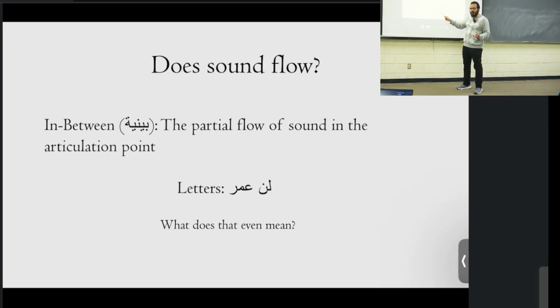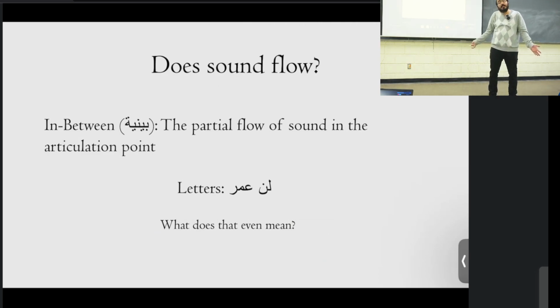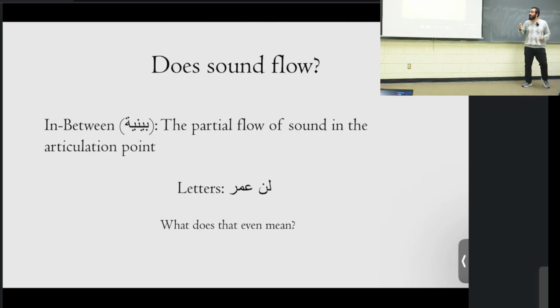The partial flow of sound: what does that even mean? When I say lam, for example, I say al. The sound seems to flow, like when I say ay, it's the same as al. So what is the actual difference between the lam and the ya? When you say lam, your tongue closes here, so the air flows from the sides. Exactly. We're going to go through each letter and explain why it is actually different.